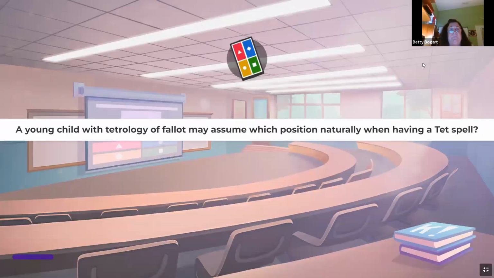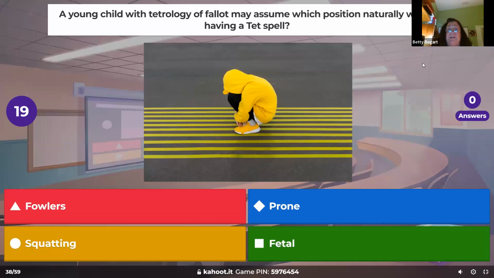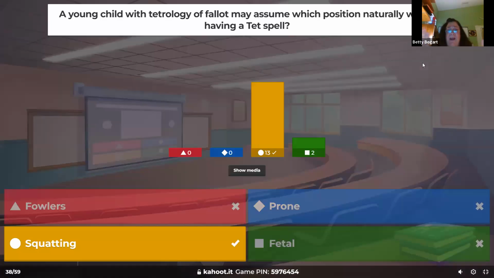Thank you. A young child with tetralogy of Fallot may soon assume which position naturally when having a TET spell? This could be a 2-year-old, 18-month-old. Usually by then, we're just about saying, yeah, we need to fix these children. Because we know in infants, what do we do? We do knee chest, don't we? So these children, all of a sudden, they just squat to the floor and it works.